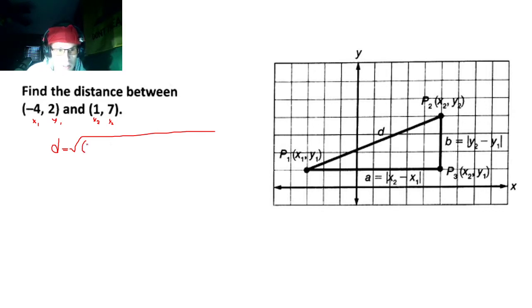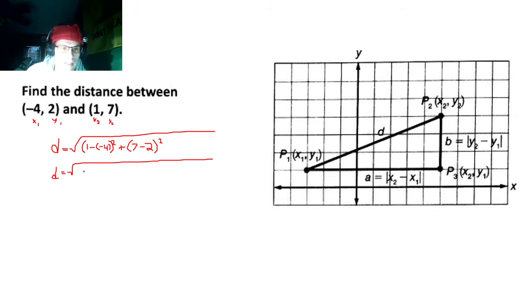So we'll start off with x2, which is 1, minus a minus 4, because that's our x1, the quantity squared, and then we have, this is the whole quantity, sorry, the quantity squared plus our y2 minus our y1. So 7 is y2 minus y1, which is 2, the quantity squared. Okay? So distance equals, this is the kind of work I'd want to see on your homework as well.